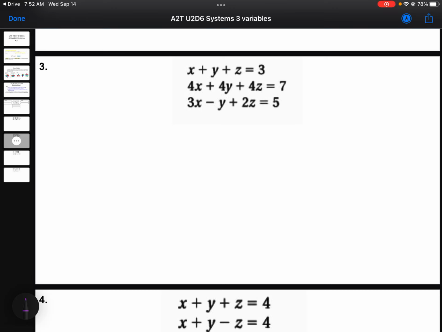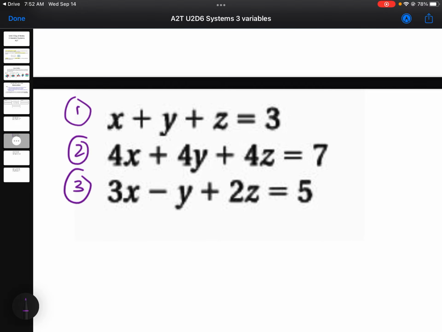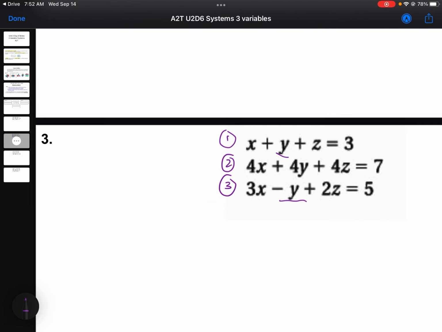Okay, let's look at a couple more examples of solving a 3x3 system. So a system with 3 variables, 3 equations. The first step I like to do is label these 1, 2, and 3, just so I can keep my work organized. And then I need to decide which variable I want to eliminate. So let's see, the x's, they're all small numbers, none of them are opposites. The y's, I do have opposites right off the bat, so I'll probably go with that. Let's go ahead and eliminate y's.